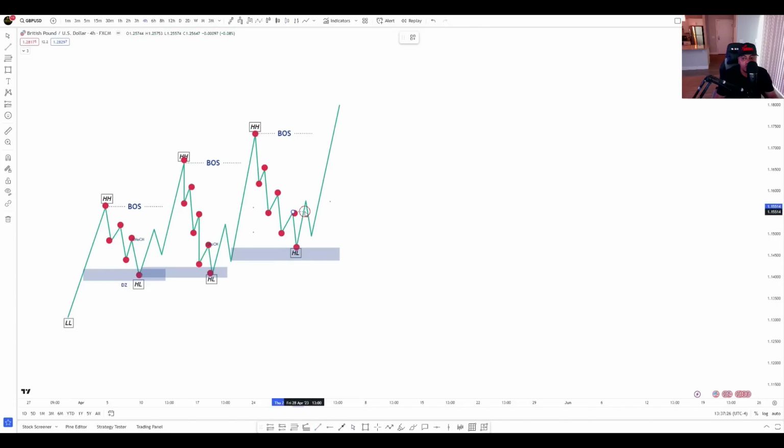Another change of character. So what is a change of character? Again, let me try to say this again. A change of character literally means a reversal or a turning point. Price going from a downtrend to an uptrend, or from an uptrend to a downtrend. The way the turning point happens, this is called a change of character.